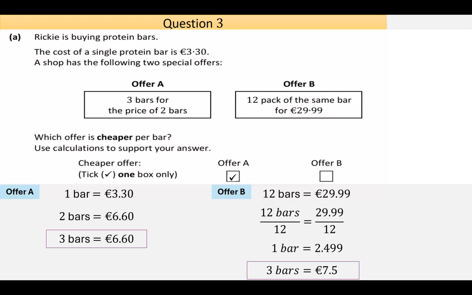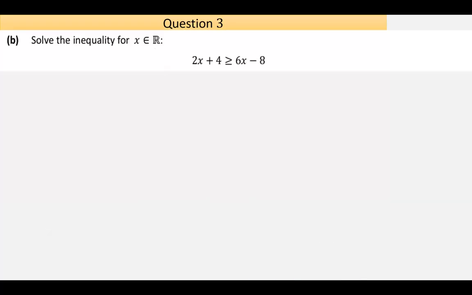Okay. Now, part B says solve the inequality for x is an element of R. That means that your x value is a real number, so it can be any number. It could be a fraction, decimal, it could be a whole number, it could be an integer, whatever. Okay. Don't really worry about that terminology as long as you can solve the inequality, which is dealt with just like an equal, and there's only one situation where it's different, and that actually happens in this question.